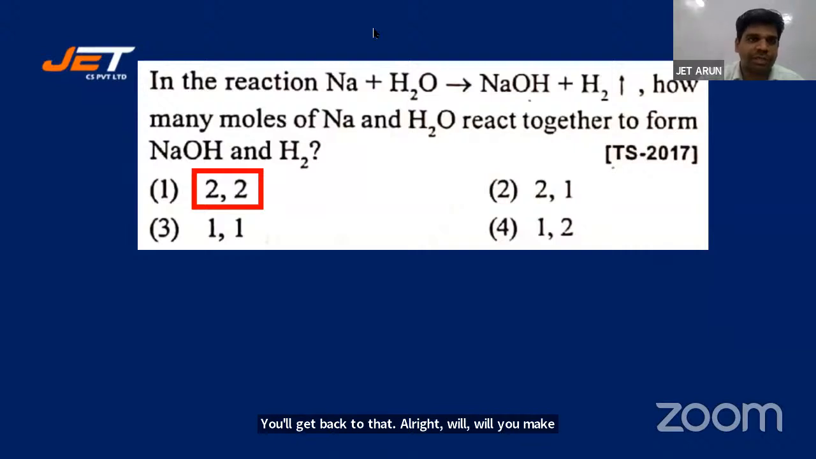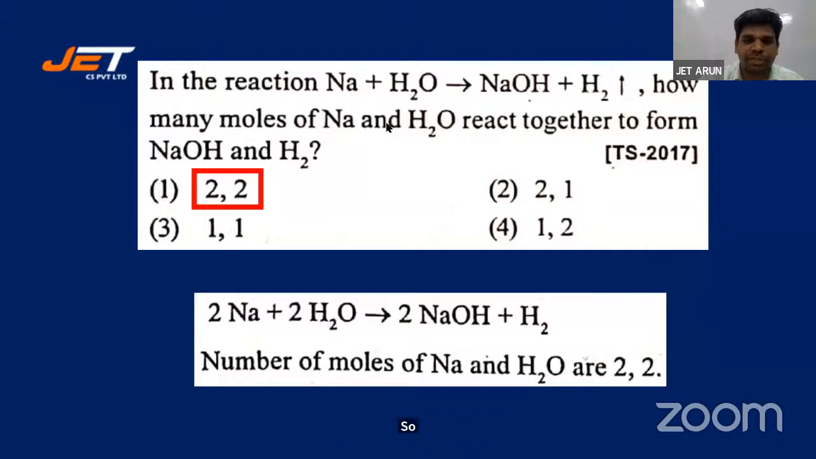All right, in this question, what he's asking is, after balancing the equation, what should be the coefficient of Na and the coefficient of H2O for them to react to form NaOH and H2. So if we balance, the balanced equation is 2Na plus 2H2O gives 2NaOH plus H2. So look at the coefficients now. The number of moles of Na and H2O are 2 and 2.